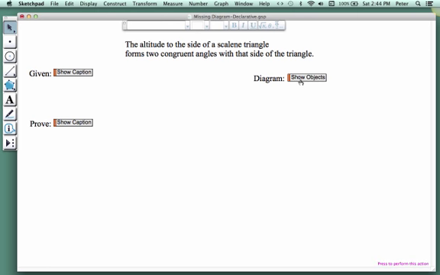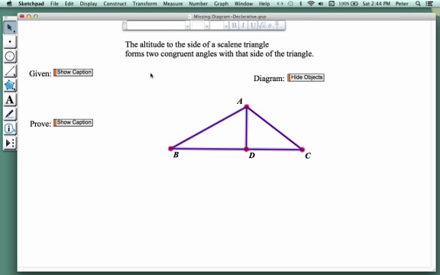So I know I need to draw a scalene triangle and an altitude drawn to the side. So that's a scalene triangle. You'll recall that scalene just means that none of the sides are congruent. So long as I have a triangle ABC where none of the sides are congruent, I've satisfied that it's a scalene triangle. AD is going to be my altitude.